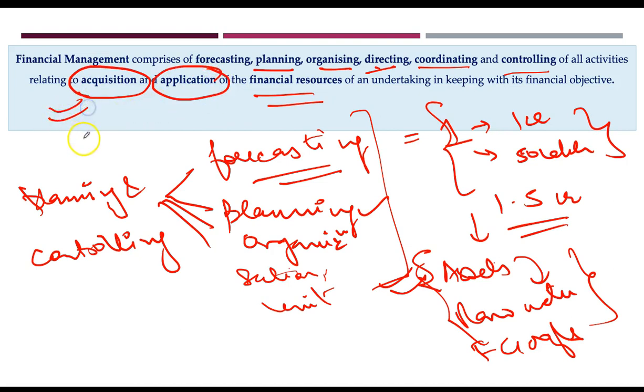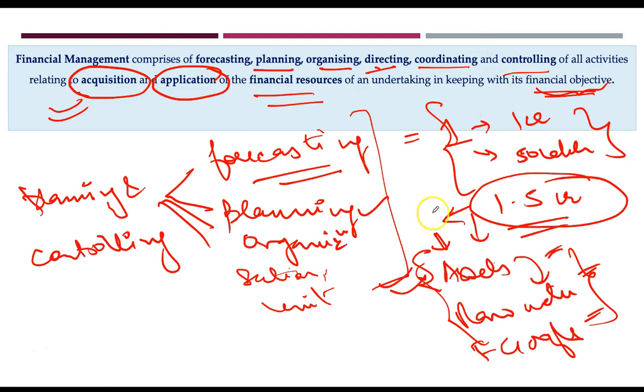Basically, where all you will get the money from and how you will get this money. Acquisition takes care of that. And application: once you get the money, where you will apply it, whether you will buy assets or raw material. These are the different applications of the financial resources of an undertaking in keeping with its financial objective. The reason you work so much on the financial resources is to ensure your financial objective is completed. I am looking at an investment of 1.5 crore rupees, but my objective is that this will give me, let's say, 3 crore rupees by the end of the second year. So whatever your financial objective is, it should be in line with all these activities.